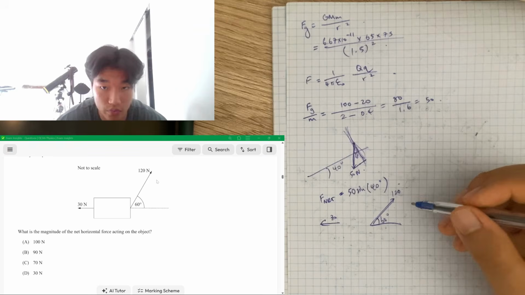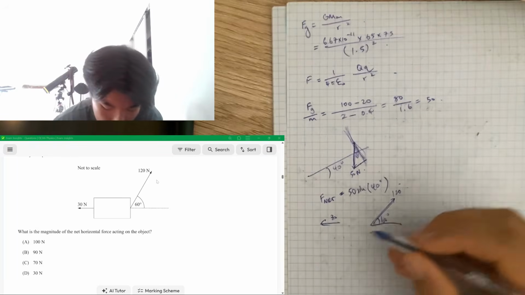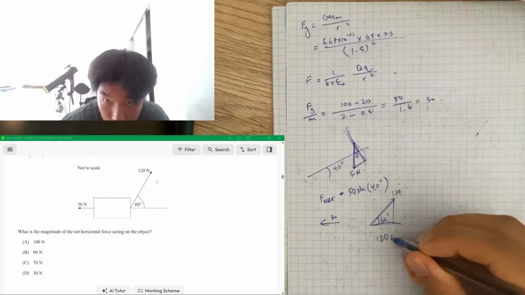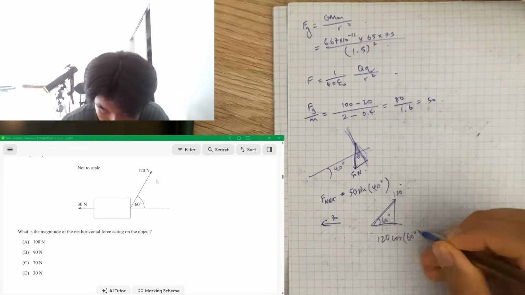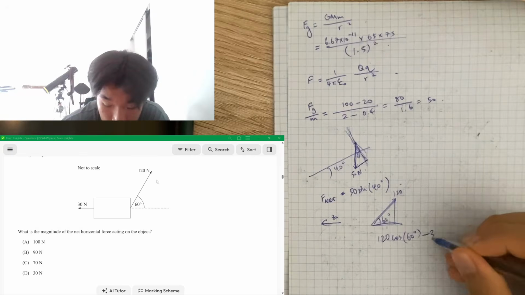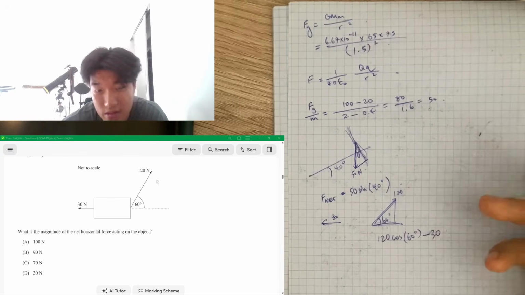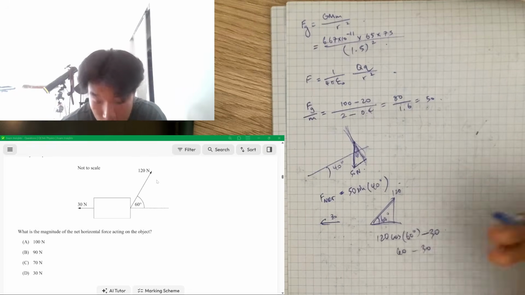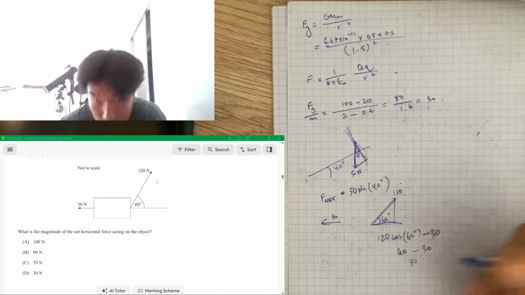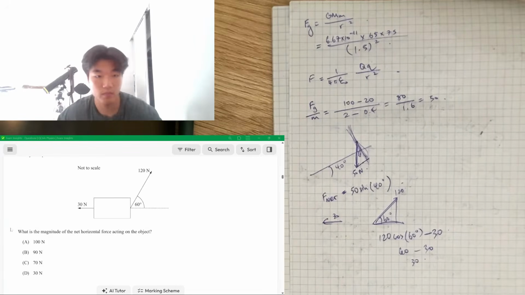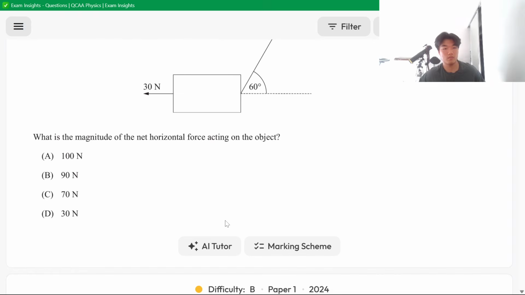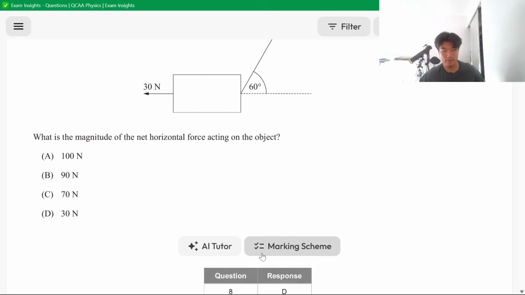Net horizontal. Oh, okay. That makes it a bit easier. So we're just after this part. So that's cosine. So 120 cosine of 60 degrees minus 30. Cosine of 60 degrees is a half, I think. So we just halve 120. We get 60 minus 30, which is just 30. Should be D. Yeah.